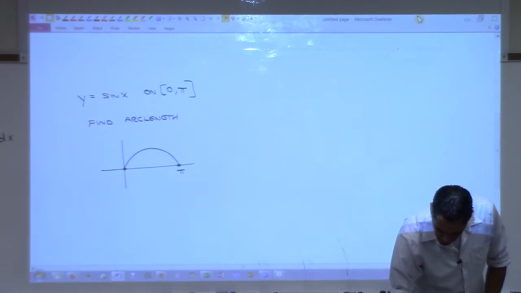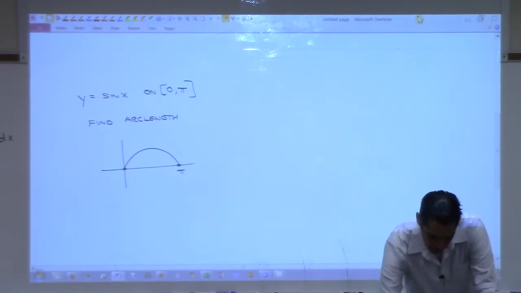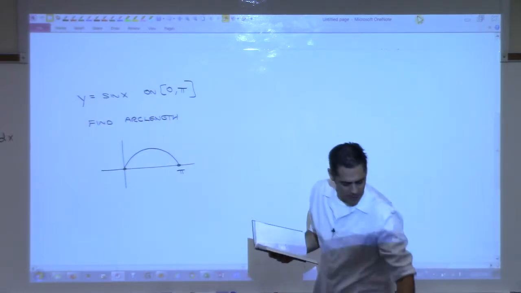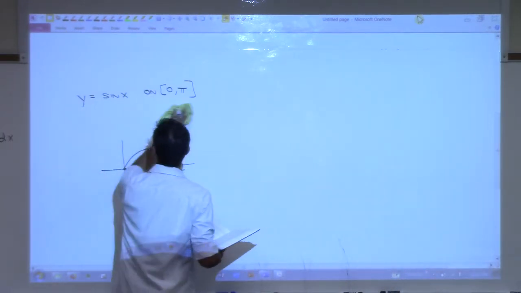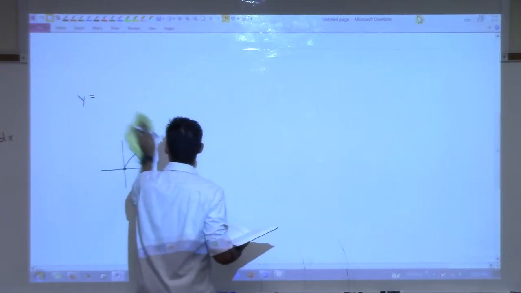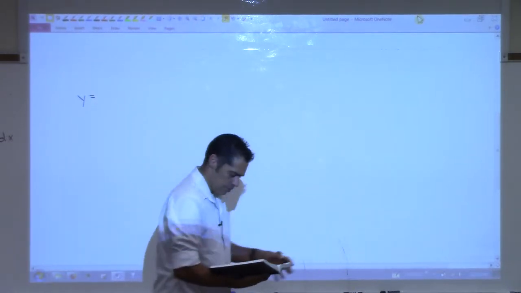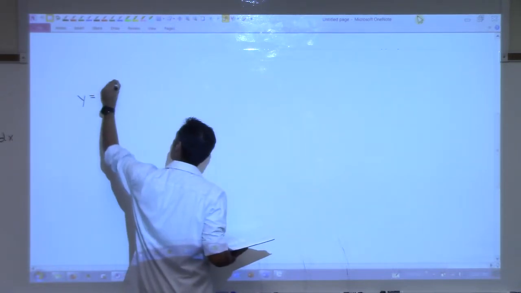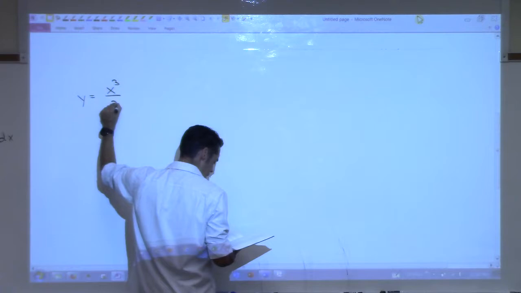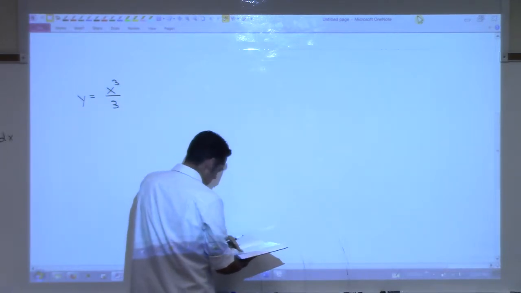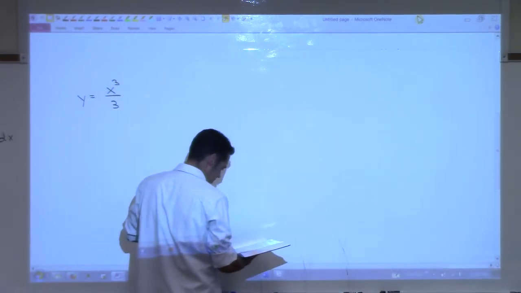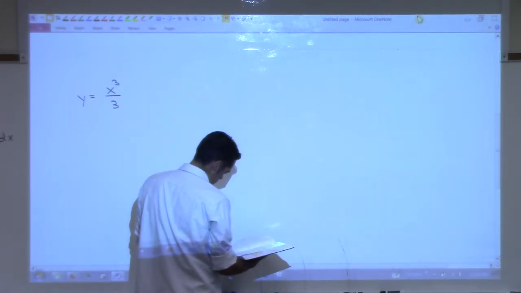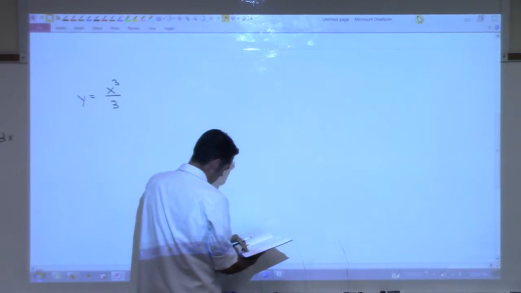So I want to do this one. This is a problem that I really like because the algebra involved in this one is a little bit messy, but it's doable. Okay, let's go with this. How about y equals x cubed over 3. You know what? I've done that one. I thought there was another one I liked in here.